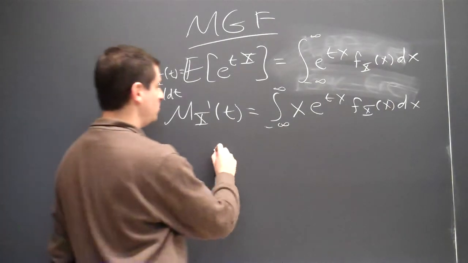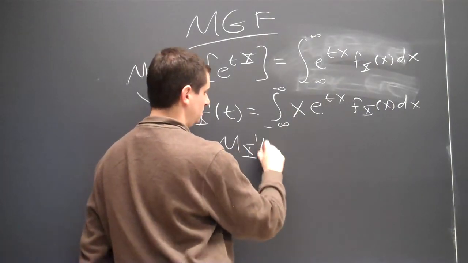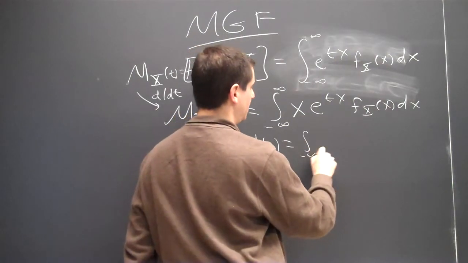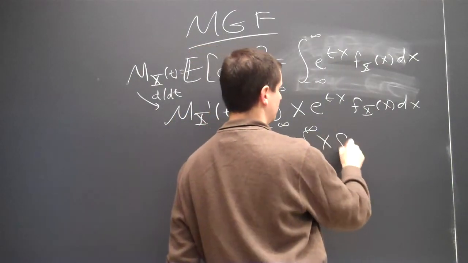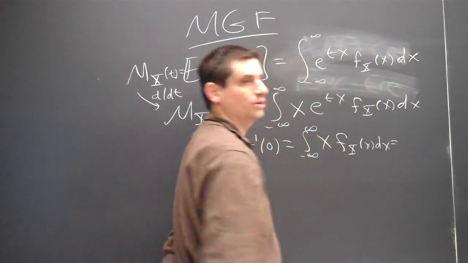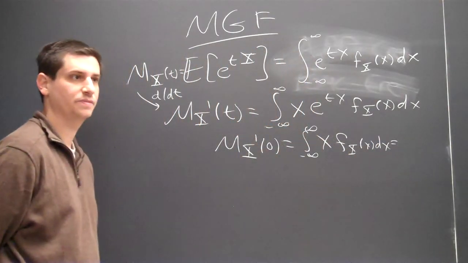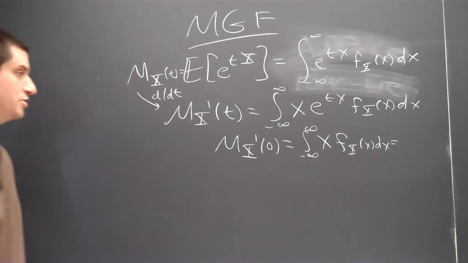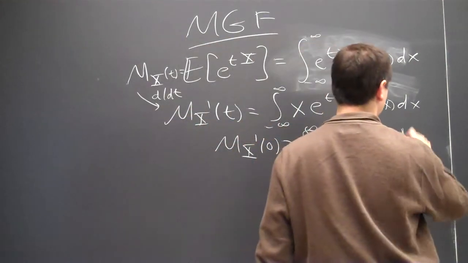0. And if we evaluate it at 0, we get the integral from minus infinity to infinity of x f_X(x) dx. What does that equal? That's just the mean, or the expected value of X.